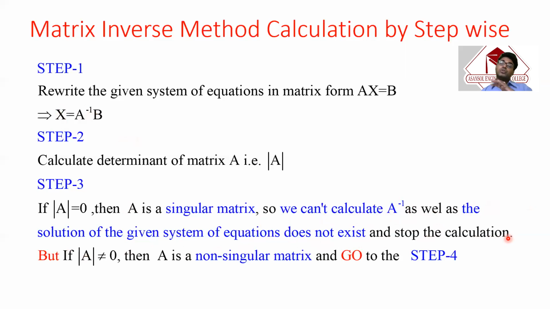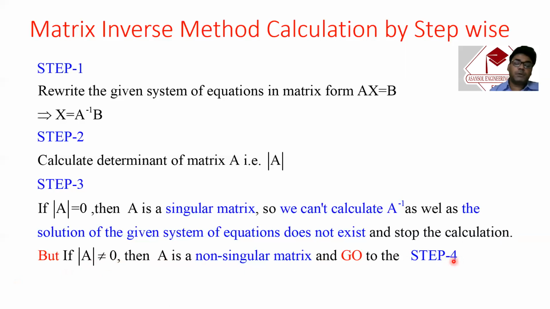Clear? What does it mean that the solution cannot be found? Maybe a unique solution, maybe infinite solutions, maybe no solution, but you can't calculate. You can't conclude anything. That's all. Clear? Now, if determinant A is not equal to 0, then matrix A is a non-singular matrix. It means A inverse exists. Now go to step number 4.